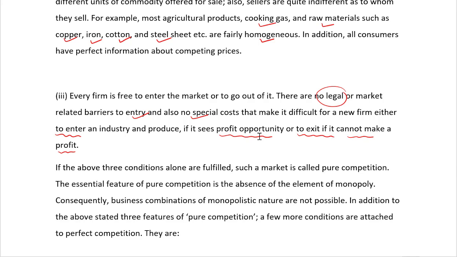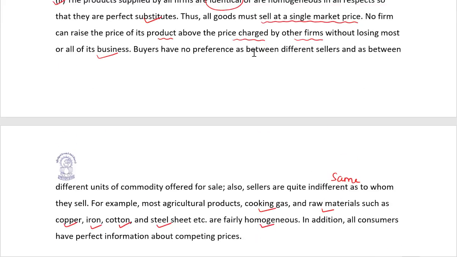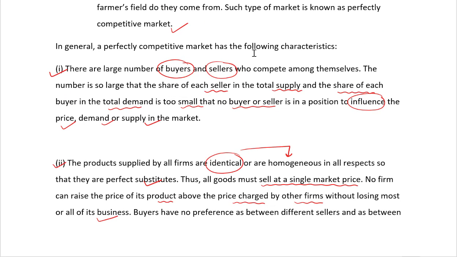If the above three conditions alone are fulfilled, such a market is called a pure competition market. The essential feature of pure competition is the absence of any element of monopoly. Consequently, business combinations of a monopolistic nature are not possible here. In addition to the above three features of pure competition, a few more conditions are attached to perfect competition.